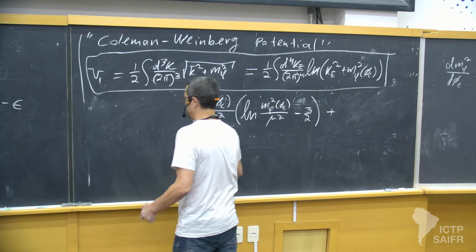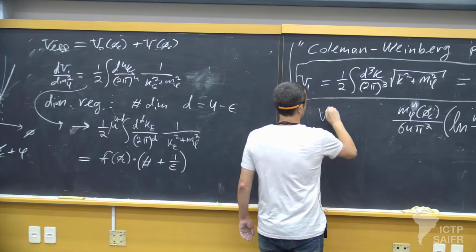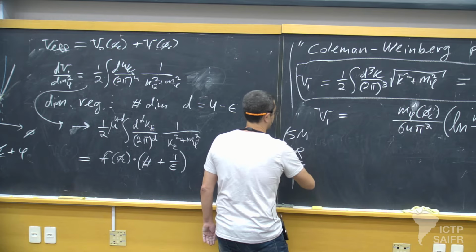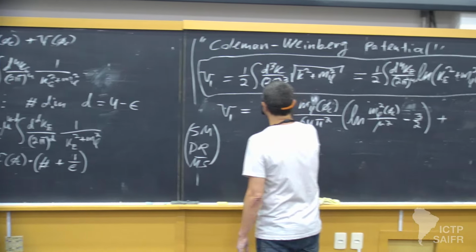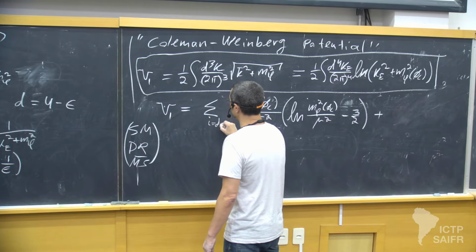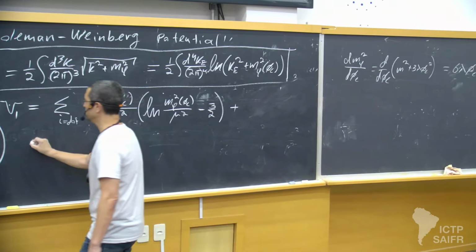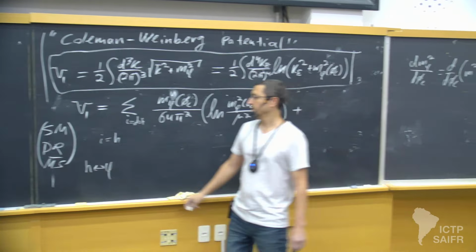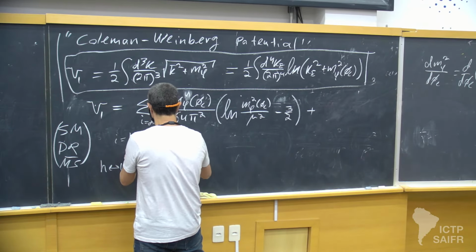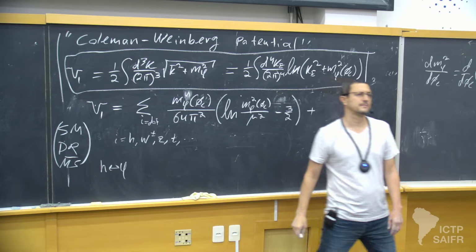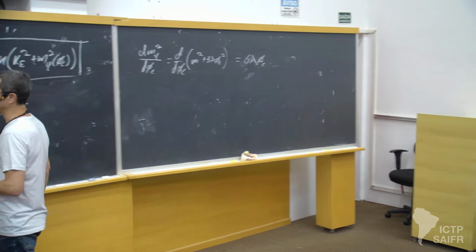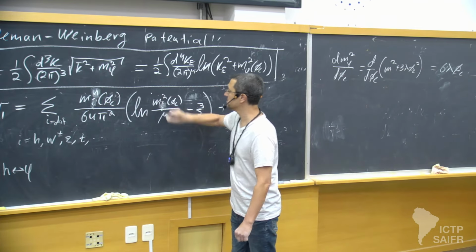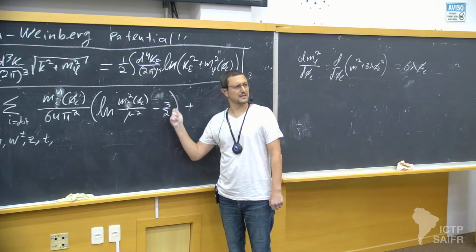So now, V1 in the standard model, in dimensional regularization, in the MS-bar subtraction scheme, you have to sum over all the degrees of freedom of the theory. It would be the Higgs field, which is the equivalent of our phi. It will be things like W plus-minus, the Z, the top, and everybody else in the theory that couples directly to the Higgs. Here there will be m_i to the 4. Here there would be m_i squared. The constant here is a little different for different fields.